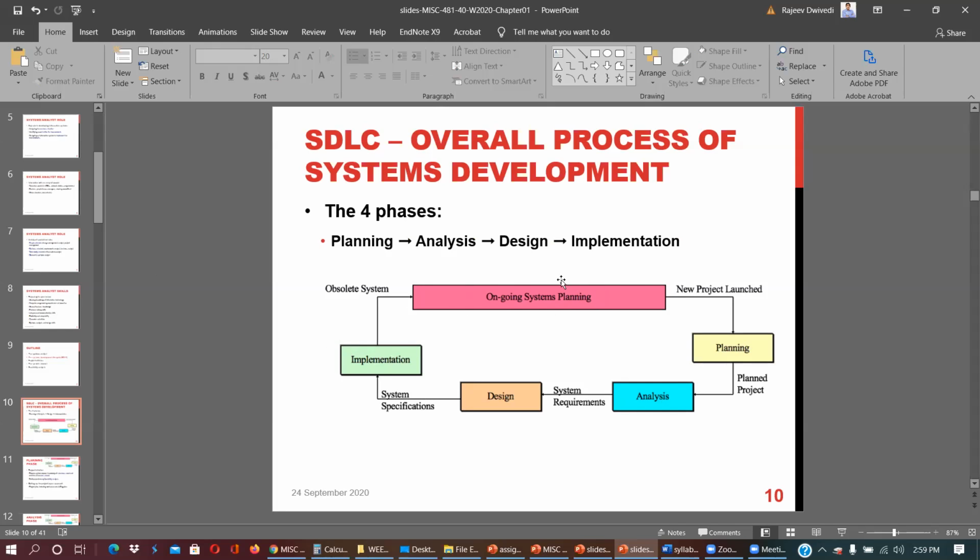Here, ongoing system planning, new project launched, and the new project planning, new project analysis, system requirement, system specification, and implementation, and then the system becomes obsolete. It means the old system is obsolete, and the new system is in place. So: planning, analysis, design, and implementation.